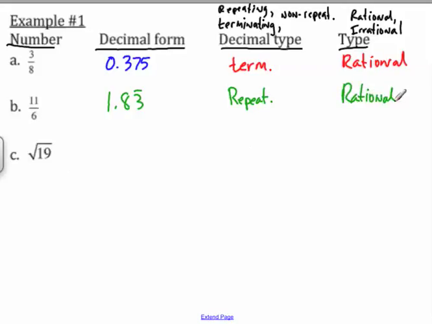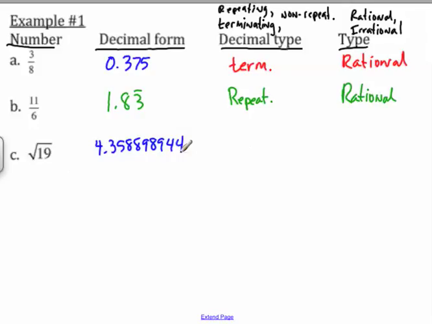Now let's look at this last one here, square root 19. I'm going to type in second, and I get my square root button. I'm going to type in 19 and hit enter, and it gives me 4.358898944. Maybe it's repeating because those last two 4s are the same. Maybe, but it's not. There's no way that I can predict what that next number is going to be.